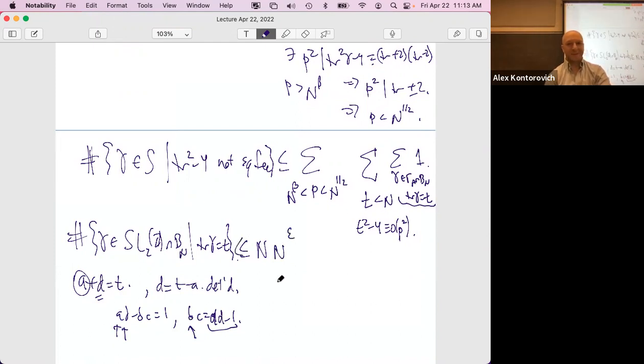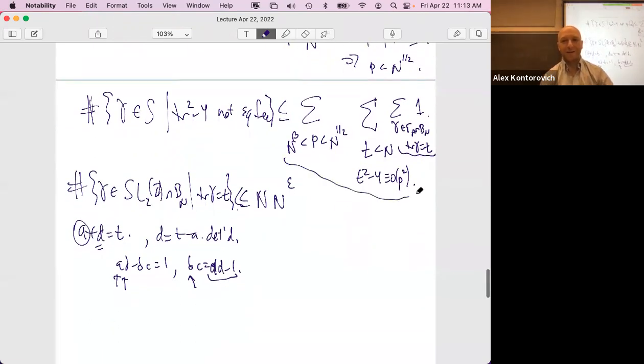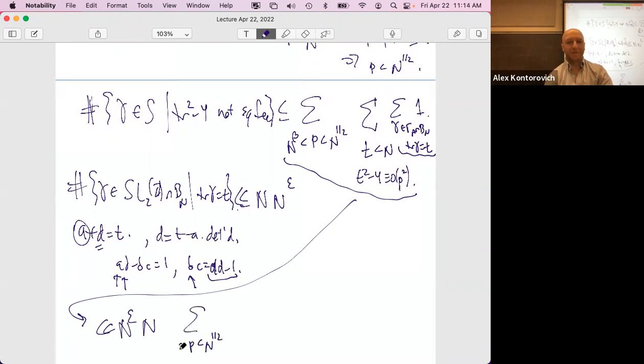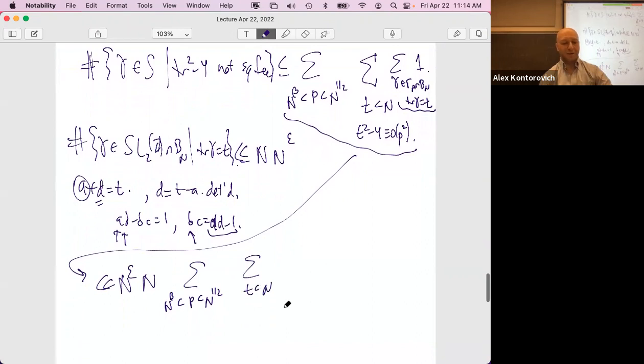Okay, so let's go all the way back here. Forget about this, I'll pull out an N to the epsilon. The number of things here is N, very crudely. Then I have a sum over primes up to N to the 1/2, but at most N to the beta, and a sum over T up to N. So how many T's are there where T has to lie in a certain residue class mod p squared? T is restricted mod p squared.